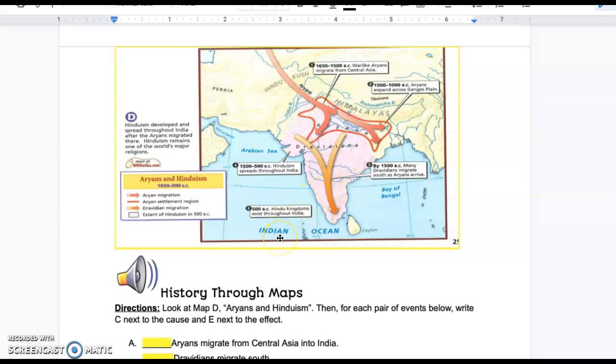Number 5. 500 BC, Hindu kingdoms exist throughout India. And number 4. 1500 through 500 BC, Hinduism spreads throughout India.